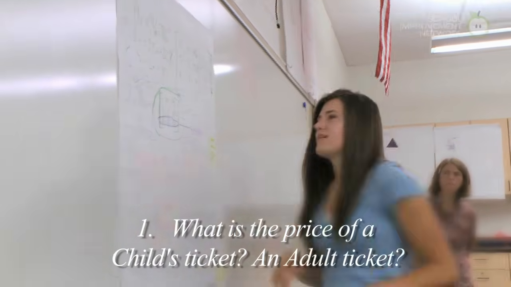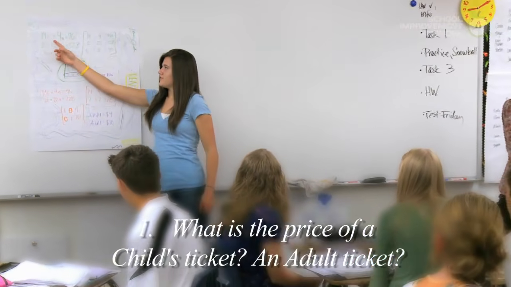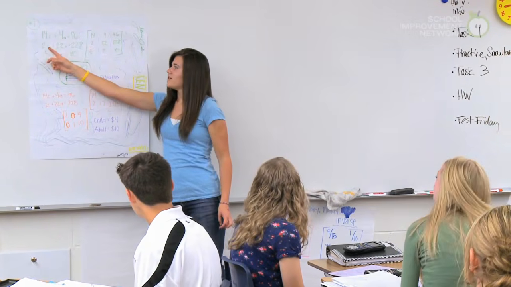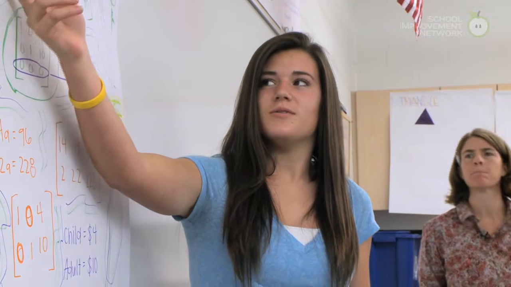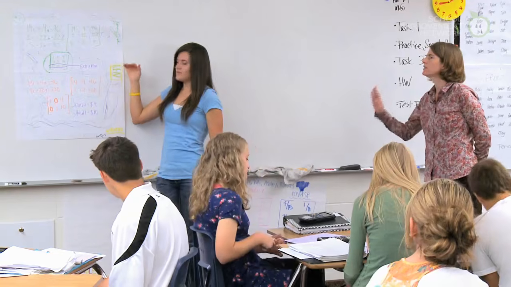Yeah, that'd be awesome. Okay, so for the first April, there were 14 children, 4 adults, and the total was $96. Then 22 children, 22 adults, $228. Same for that. And hold on just 1 second.